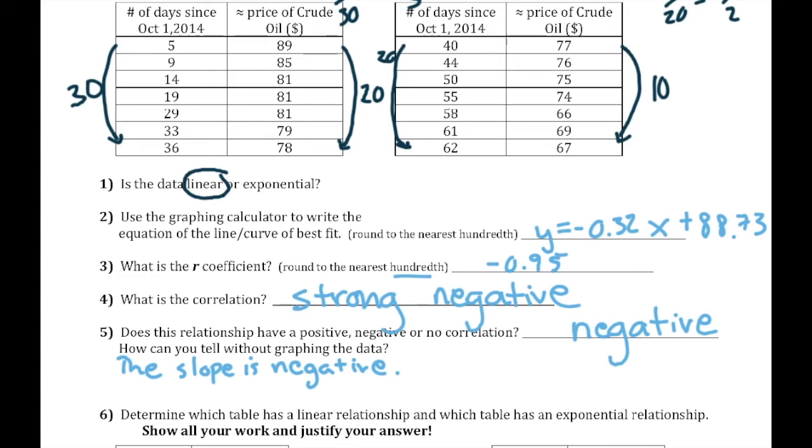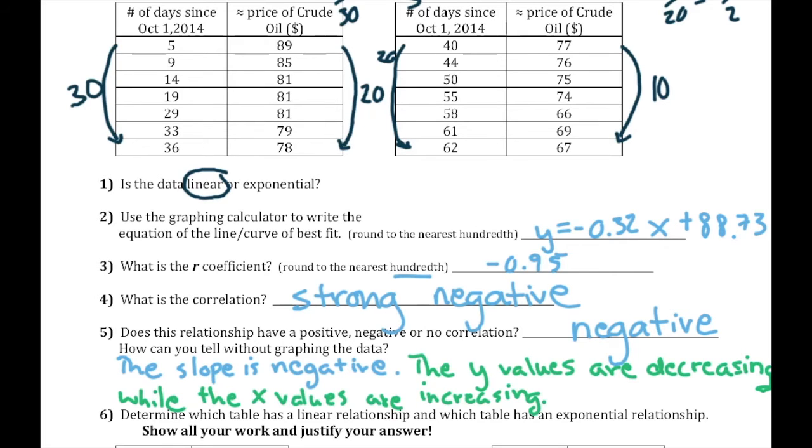Now, the second way that we can identify this is by looking at our table. Because in the table, we'll notice that the y values are decreasing as the x values are increasing. So one is increasing while the other is decreasing. That's going to be a negative correlation. The last way is that we could look at our correlation coefficient. Right up here, you see our correlation coefficient. And since it's a negative number, that's another way that we can identify this as a negative correlation.